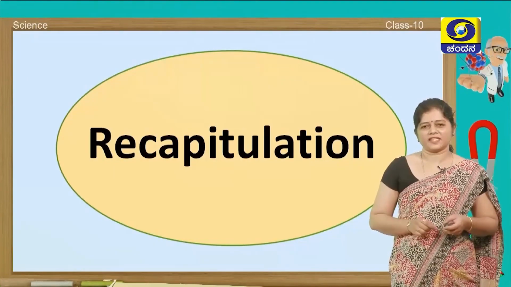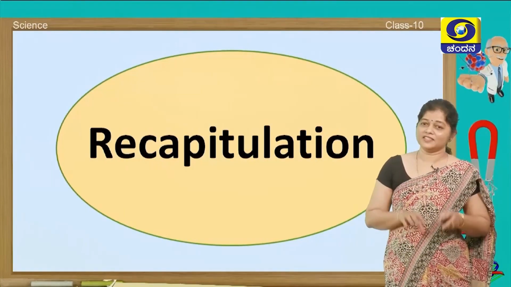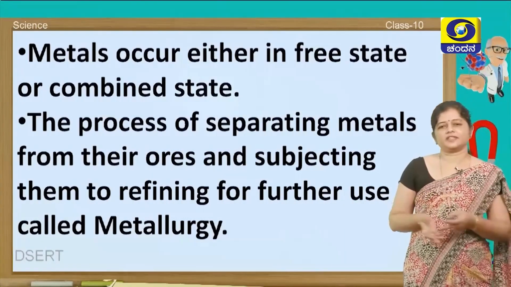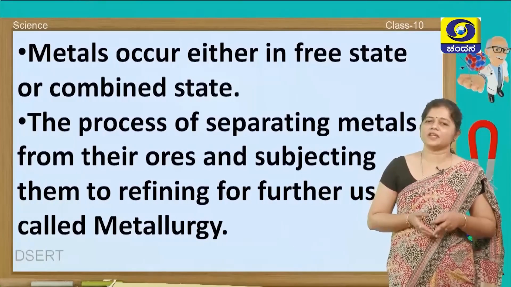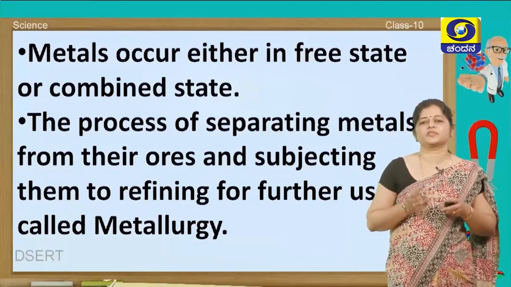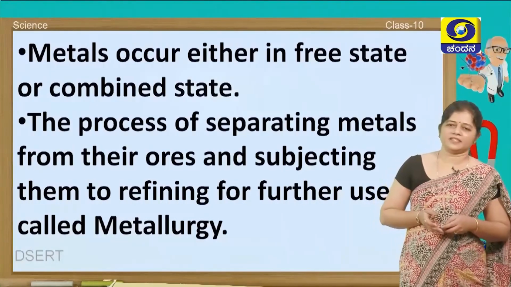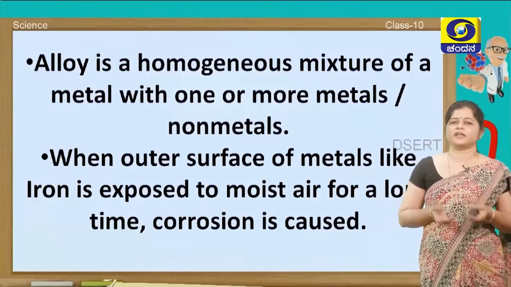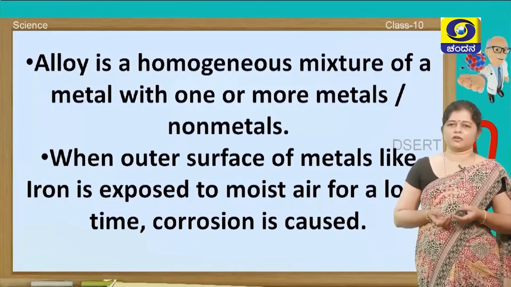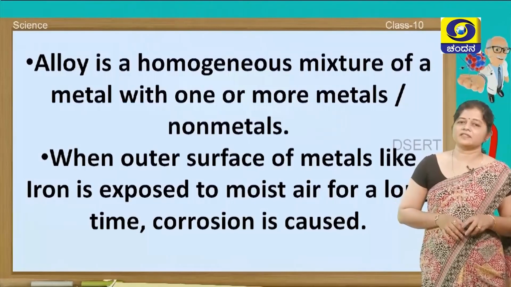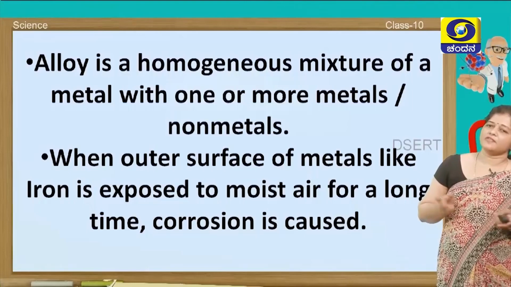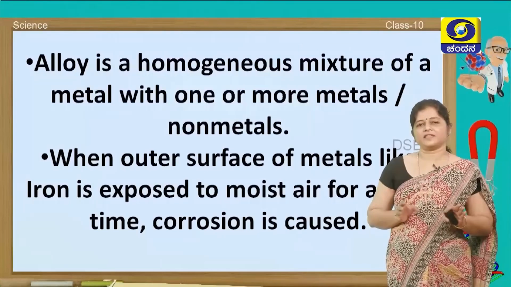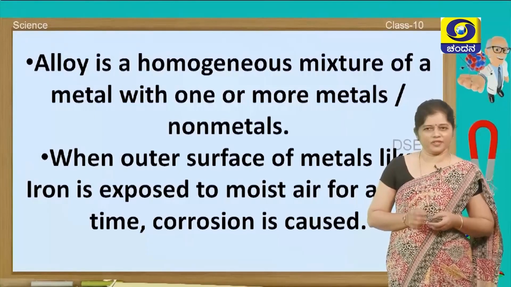Okay, now let us have a small recapitulation of what we learnt in today's class. All metals occur either in the free state or the combined state. The process of separating metals from their ores and then subjecting them to refining is called metallurgy. An alloy is a homogeneous mixture of a metal with one or more metals or non-metals. When the outer surface of metals like iron is exposed to moist air for a long time, corrosion is caused. And we also learnt certain ways and means by which we can stop corrosion.